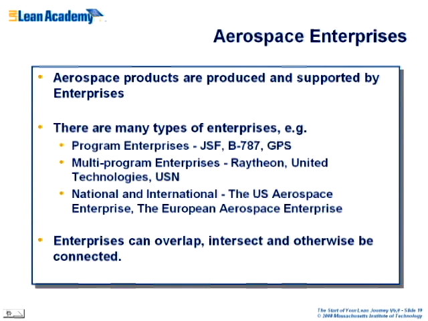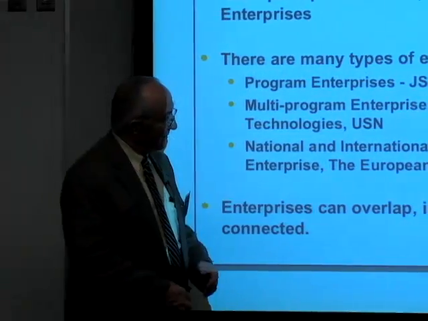We're talking about enterprises, and that's a key word in lean. And there's lots of different kinds of enterprises. Programs: Joint Strike Fighter, the Boeing 787 Dreamliner, Global Positioning System. Then you have a multi-program enterprise. For example, Raytheon. I have Raytheon Marine Electronics on my big sailboat, and we'll show you that later on.